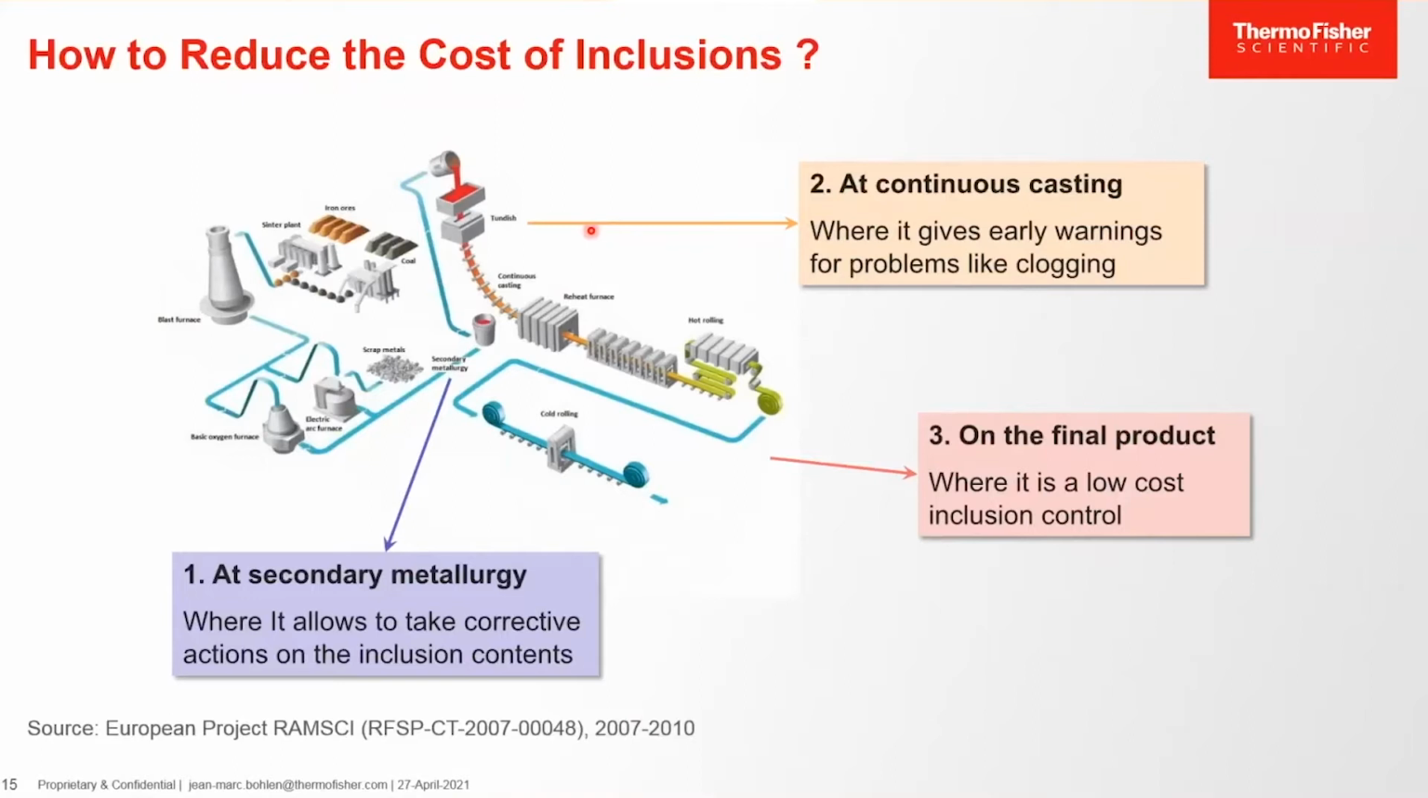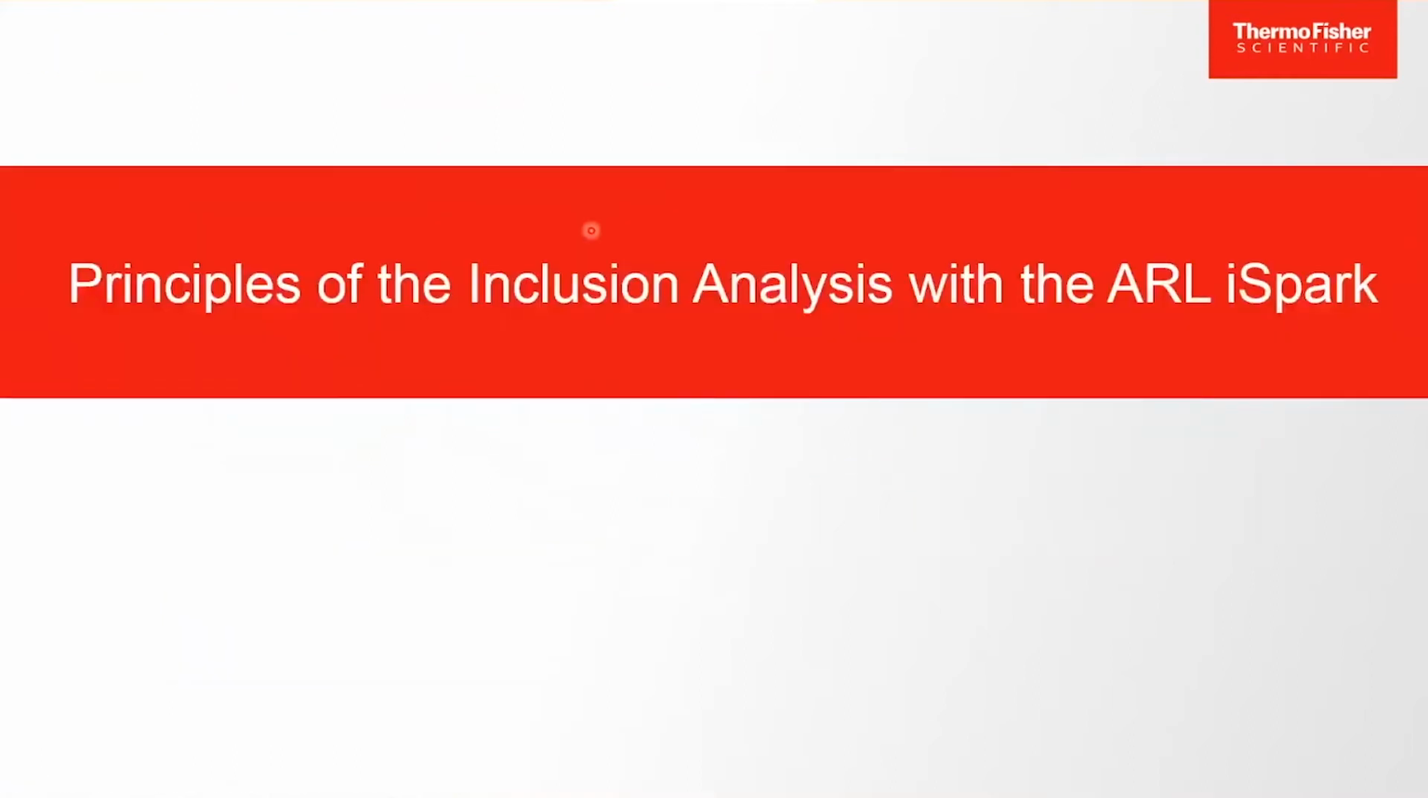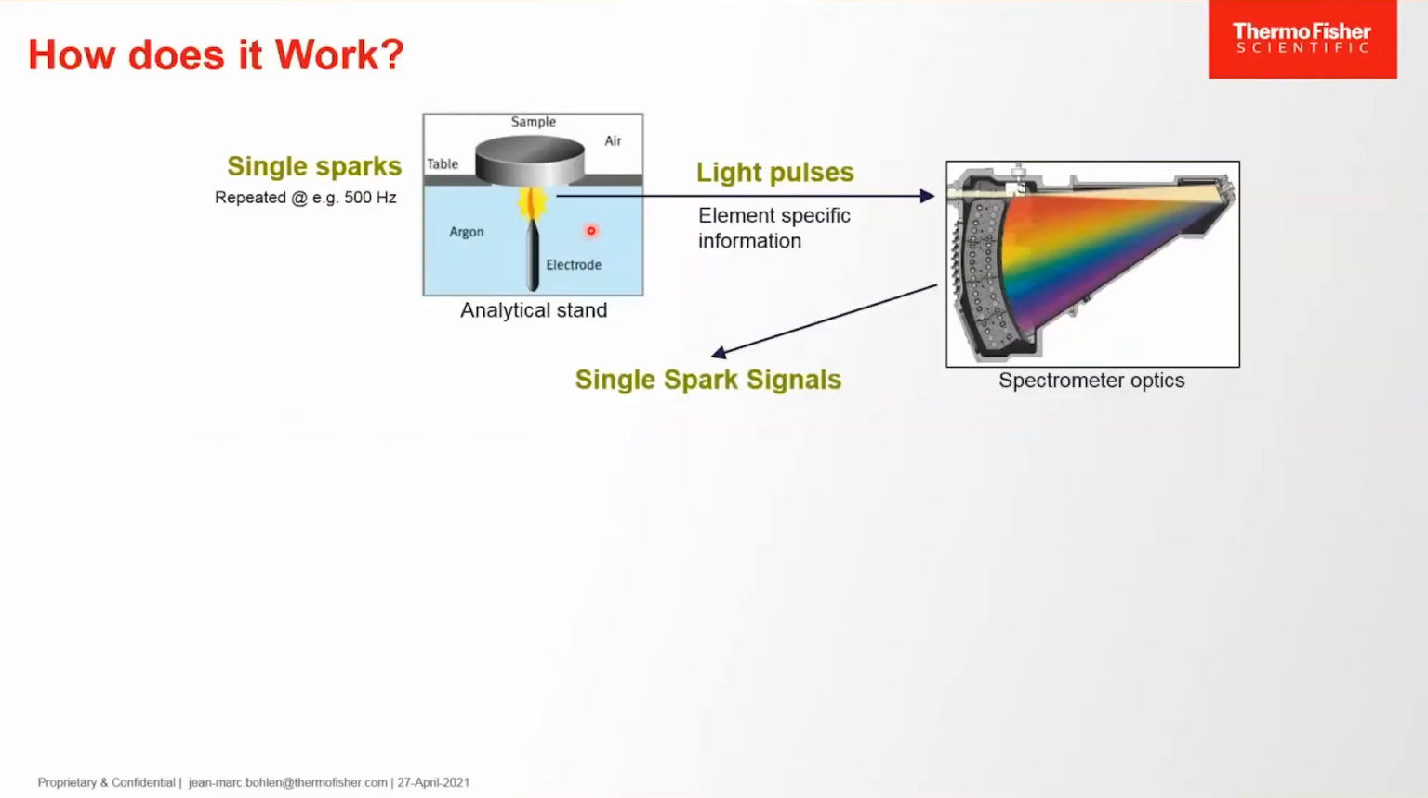Now we have discussed inclusion and cost. Let's go to the principle of the inclusion analysis with the ARL iSpark. I say with the ARL iSpark because there are several ways to do that. I think our method is unique, and I prefer presenting the specificity of our technology and methods. So the basic principle of signal acquisition for inclusion analysis is the same as the one used for elemental analysis. That's why the 2 analyses can be combined in the same measurement.